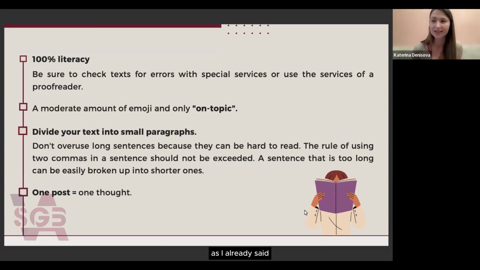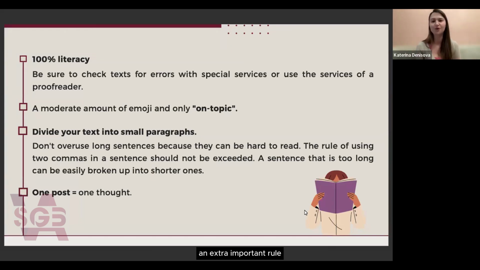As I already said, people come to Instagram to entertain themselves. And it's hard for us to read texts with a lot of words and complicated phrases in big blocks of text. I just don't feel like reading it. So you can easily divide big text into smaller parts, into smaller paragraphs, and make your sentences shorter.